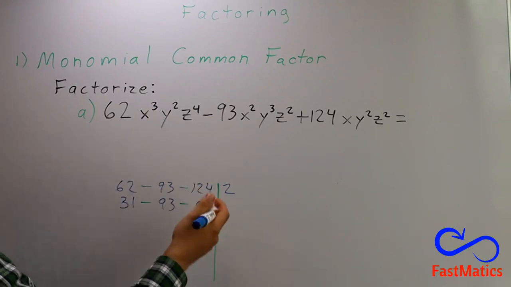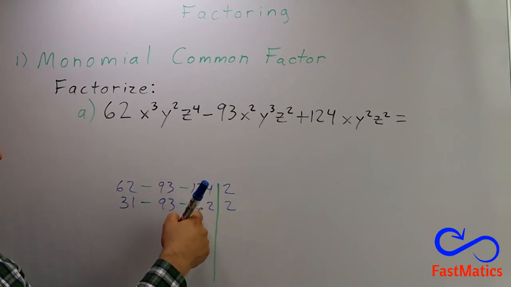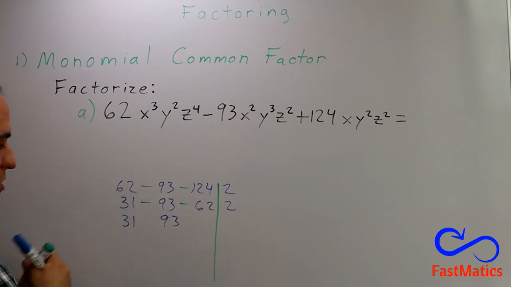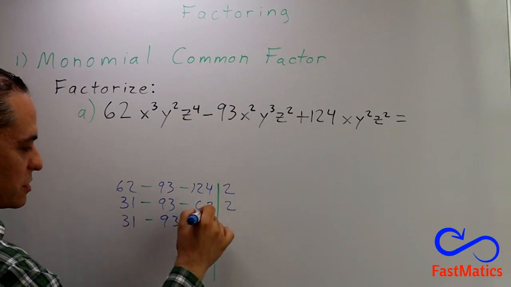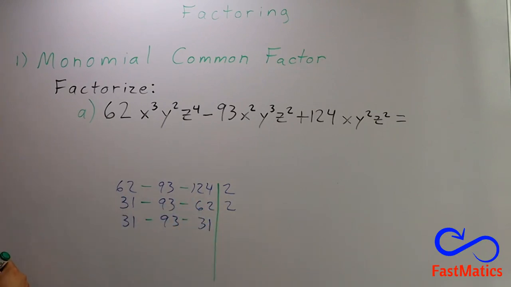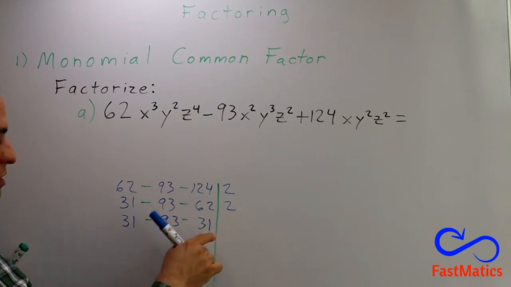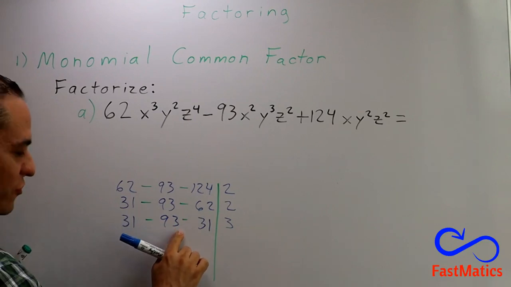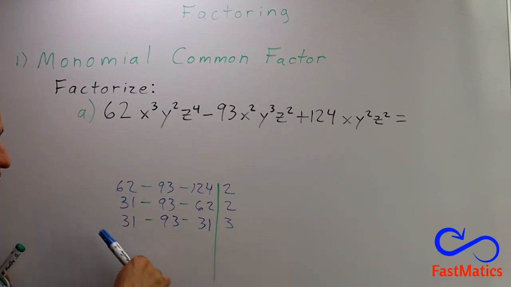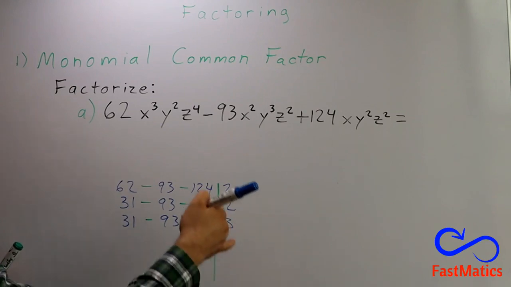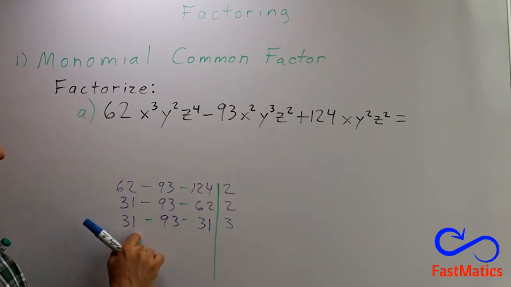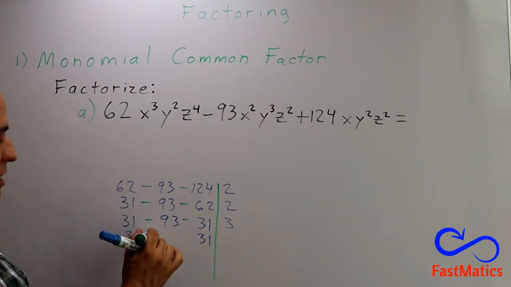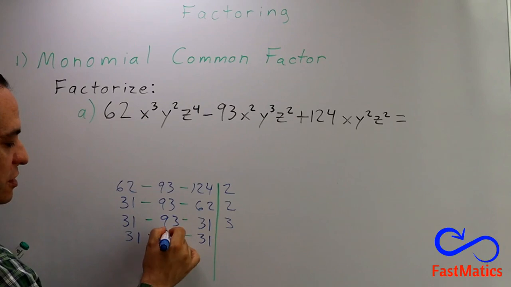Can I divide again by 2? Yes, because I have an even number here also. So 31 no, 93 no, but 62 divided by 2 is 31. After that, can I divide any number by 2? No, but by 3? Yes, because 9 plus 3 is 12, and 12 can be divided by 3. So 31 is a prime number, nothing to do, but 93 divided by 3 is 31.